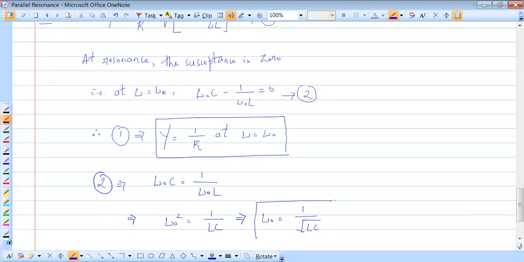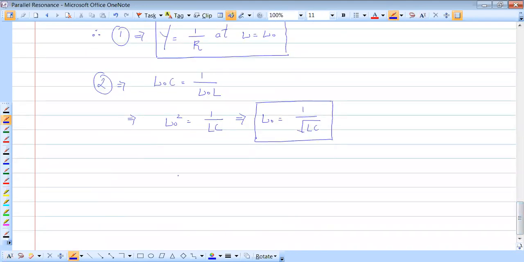Fine. Now since omega naught is 2 pi F naught, we can say our F naught is 1 by 2 pi root LC. So this is in radians per second. And this F naught, what we obtain now, is actually the frequency in hertz.